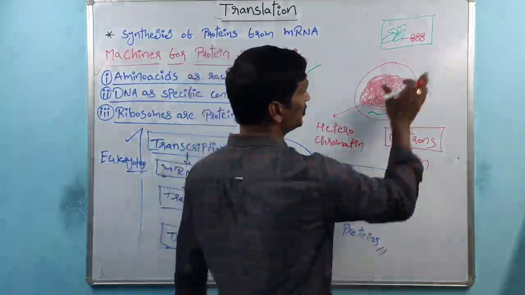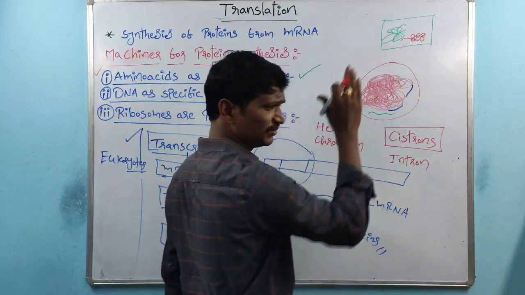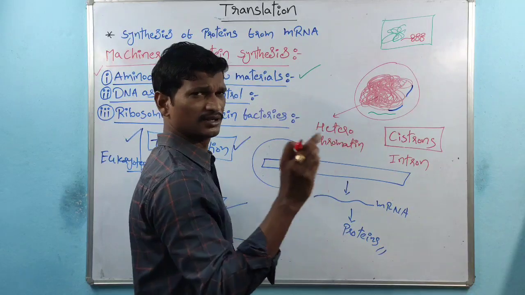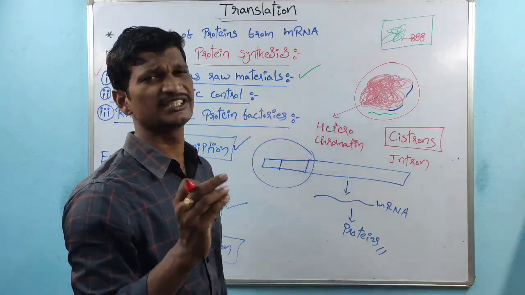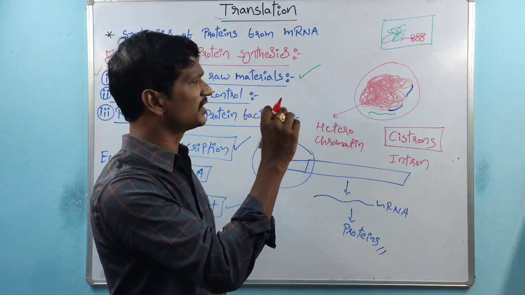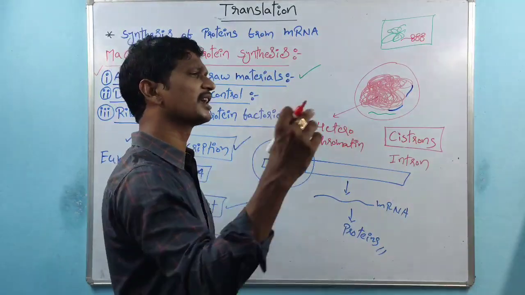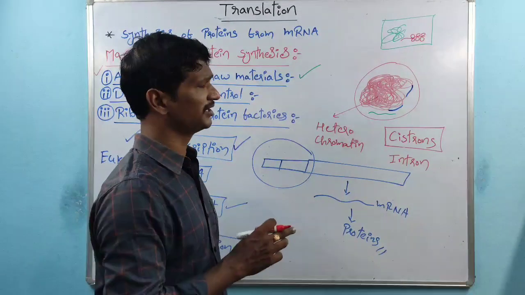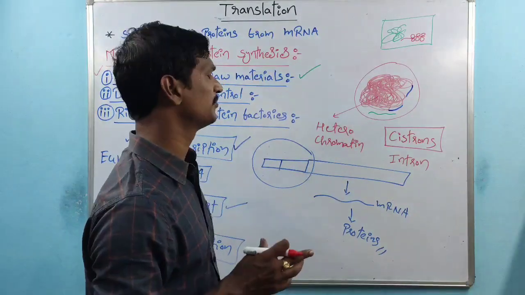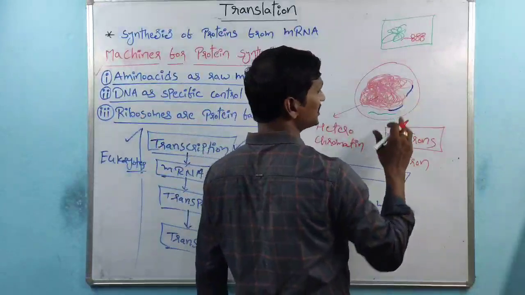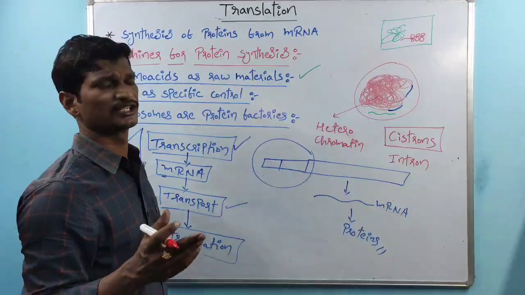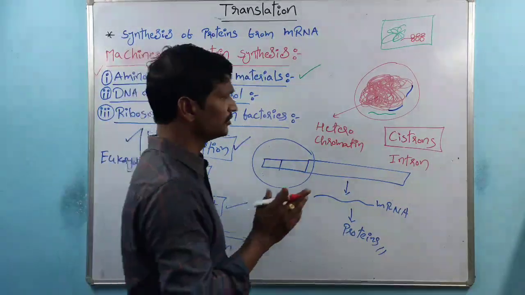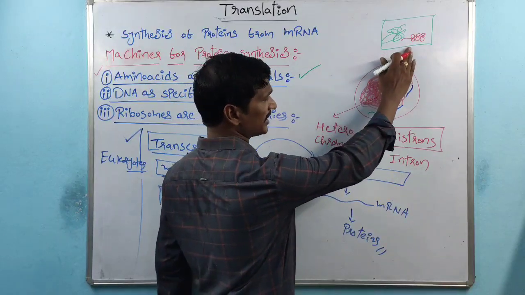Right? So that's the reason why within prokaryotic cells, transcription and translation both occur at the same time. Once transcription has started, ribosomes immediately bind to the mRNA. So within prokaryotic cells, transcription and translation occur at the same time. But that is about the prokaryotic cells.